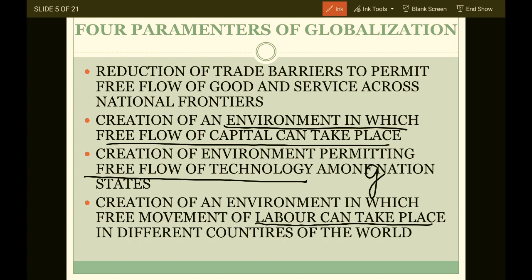Next, creation of an environment in which free movement of labor can take place. This is also very important. Basically, before 1991 there was no free movement of labor from one country to another, but after 1991 labor from India was exported to China, or from China to India. Labor cost is very low in China, so more labor was imported from China to India for production, low cost and more productivity. African people were also imported to different countries for the production process because the labor cost is very low in that country.